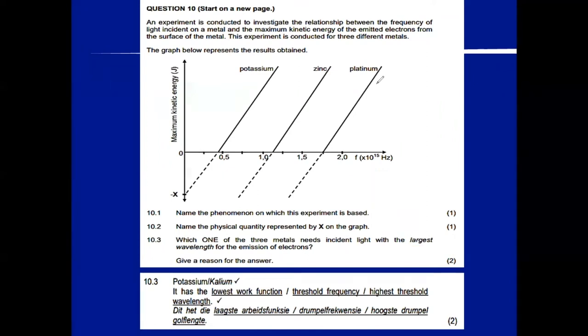And then next, they say give a reason for your answer. It is the lowest work function, or it is the lowest threshold frequency from the calculation that I have shown, or it is the highest threshold wavelength.